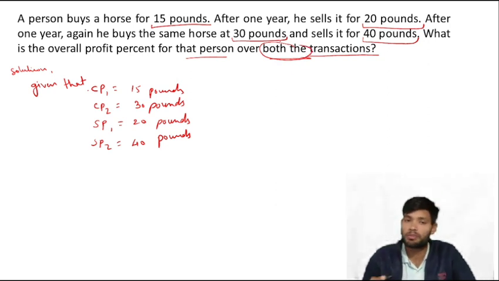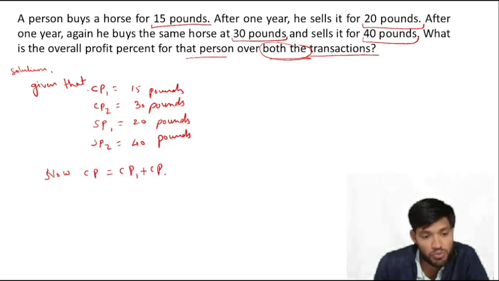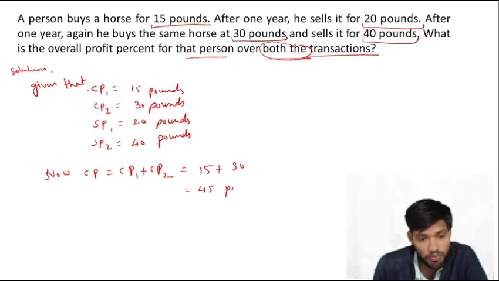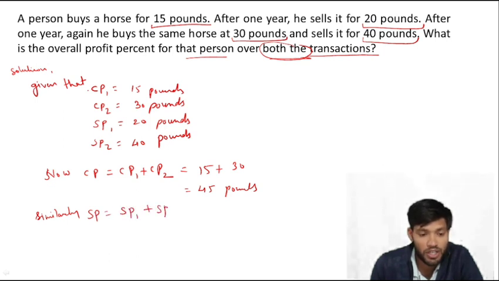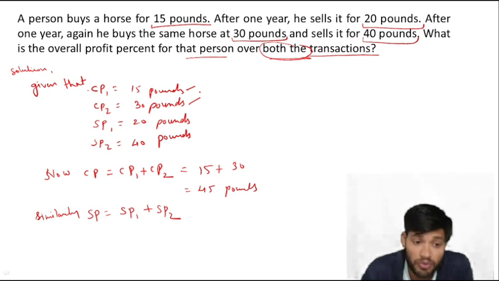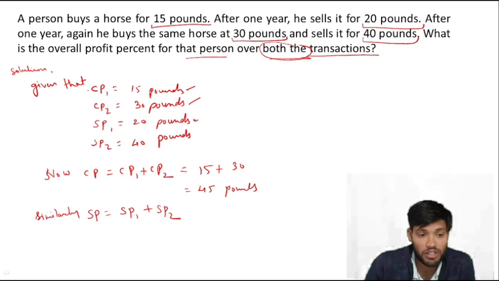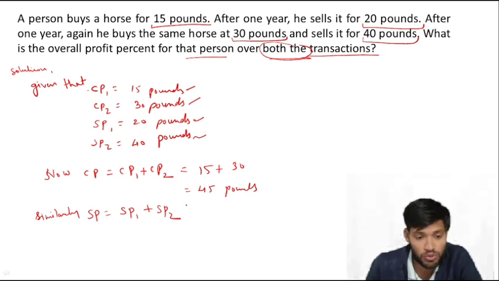Keep this clear: he is asking about both the transactions. That means the overall CP is CP1 plus CP2, so 15 plus 30 is equal to 45 pounds. Similarly, SP is equal to SP1 plus SP2, because he bought the horse two times, spending a total of 45 pounds, and sold it first for 20 pounds and second for 40 pounds. So the total selling price is 20 plus 40, equal to 60 pounds.